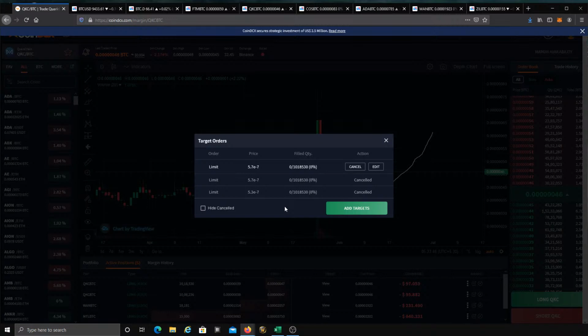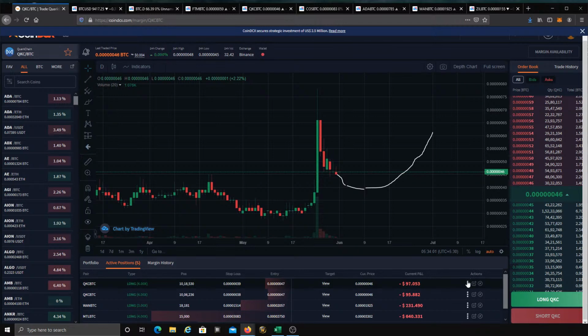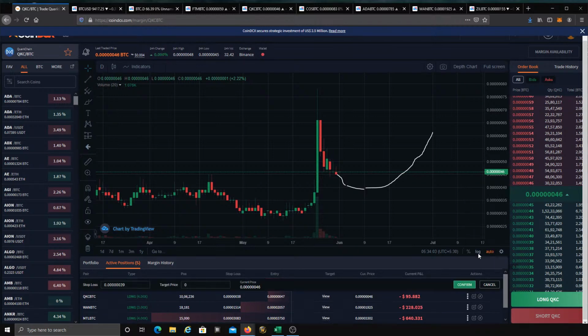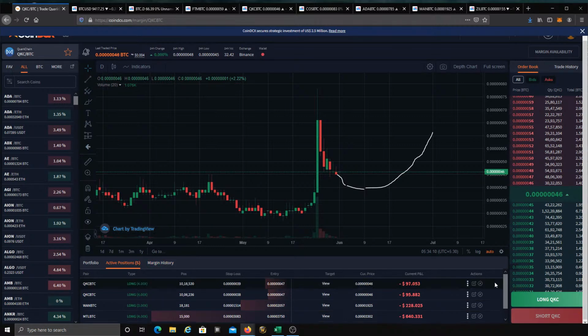So you can also plan your exit strategies using this add target tool. So again, I can come in here and I hit edit, and I can change what price I want to sell this position at. Easy peasy, pretty self-explanatory. Okay, and then edit. Again, you can edit your stop loss and edit your target price. Easy peasy. So details down here.